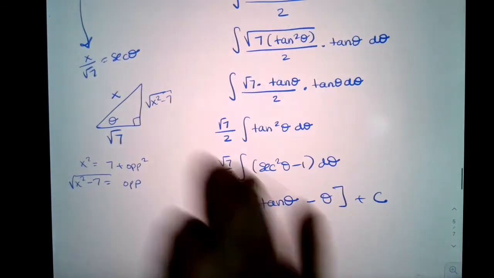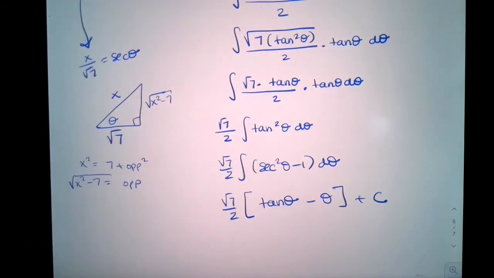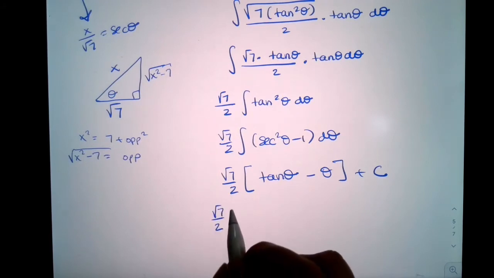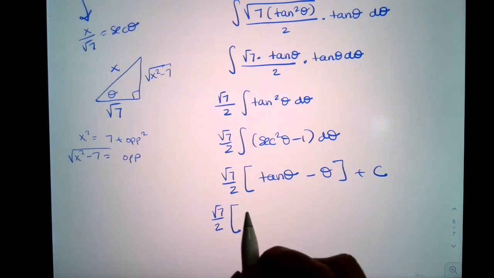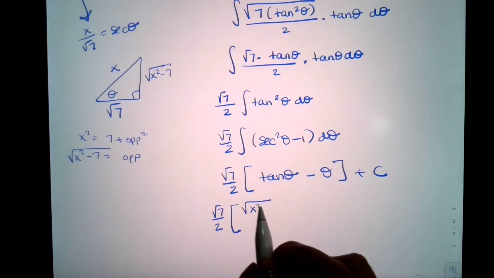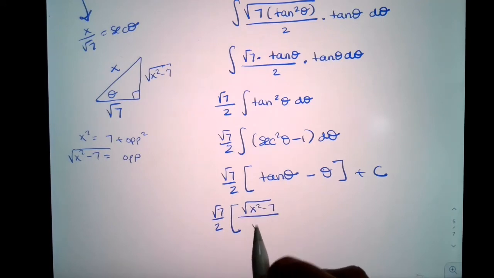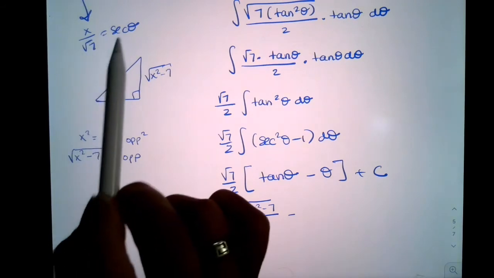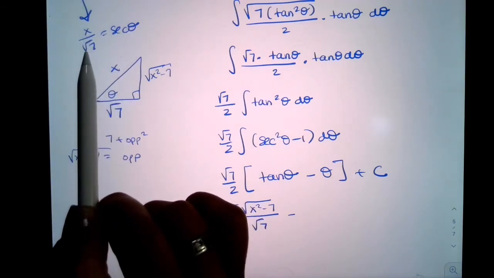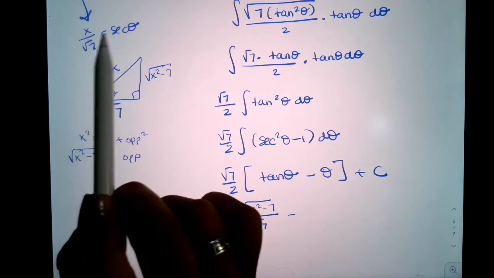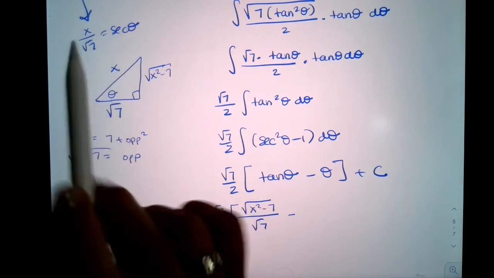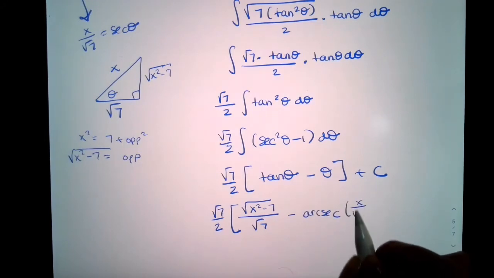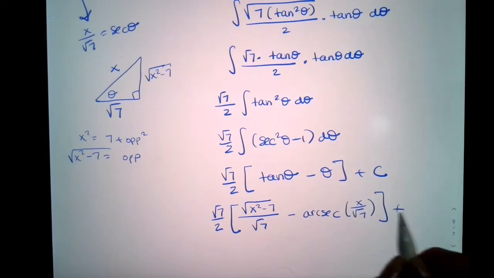So now that I have that full thing worked out, let's replace it. So square root of 7 over 2. Tangent is opposite over adjacent. Now, theta, let's think. If secant theta equals x over root 7, remember that trick, I'm just going to arc secant both sides. So that would mean theta equals the arc secant of x over the square root of 7.